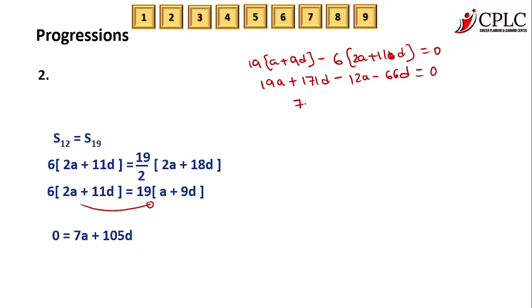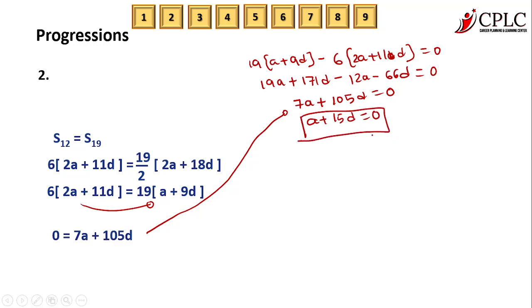19a minus 12a is 7a, 171d minus 66d is 105d, equal to 0. Divided by 7 throughout, a plus 15d is 0. And what they are asking us to find here is the sum of the first 31 terms of the same AP. So we'll have to do S31, because it is an AP.